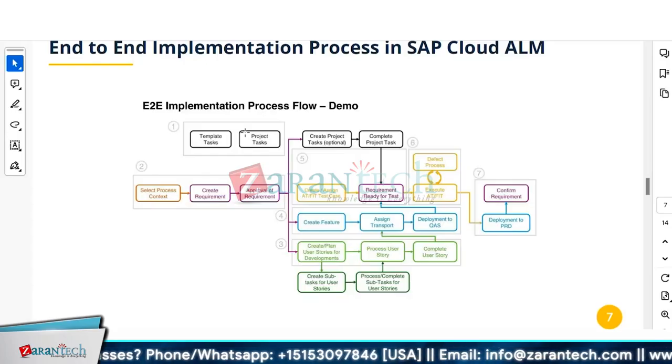So you can create different subtasks, because if you remember, when we create subtasks, it shows you the percentage completion based on the subtasks, how many are there for that user story. So in that way, you can track how much percent of the user story is completed, right? Then you can process the user story and complete your user story.